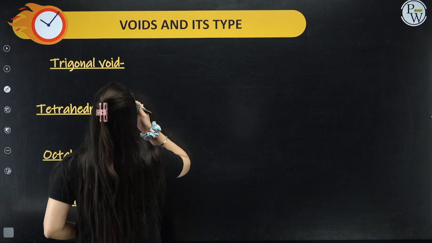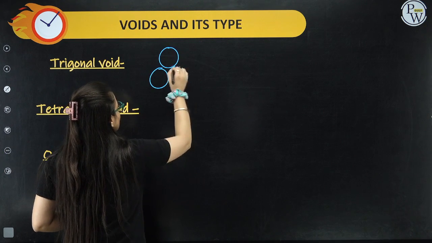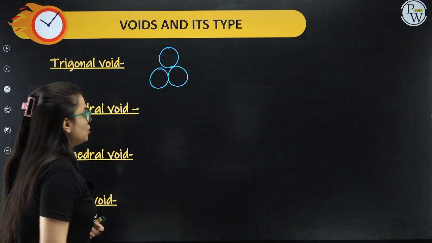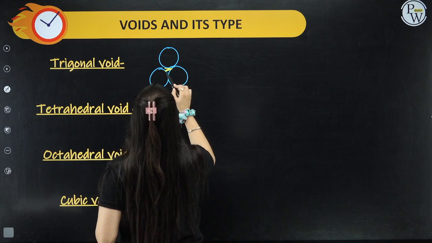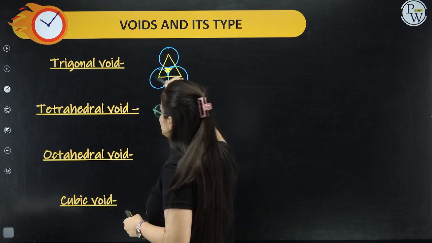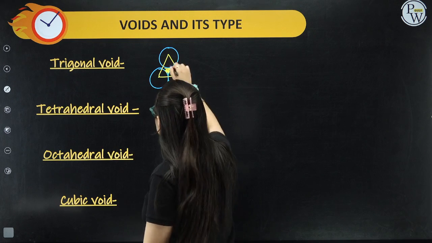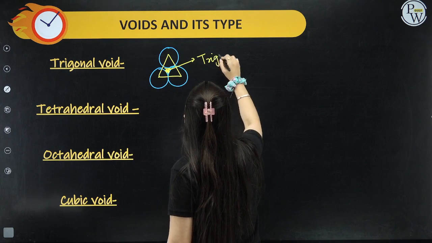See what happens in the case of trigonal void. Atoms are arranged like this, 1 at the top, 2 at the bottom. So when you are joining them together, here is this empty region that you observe. So this is triangular void. So why it is triangular? Because when you join the centers of these 3 atoms, it forms a triangle, and the empty space is inside this triangle. So this is trigonal void.